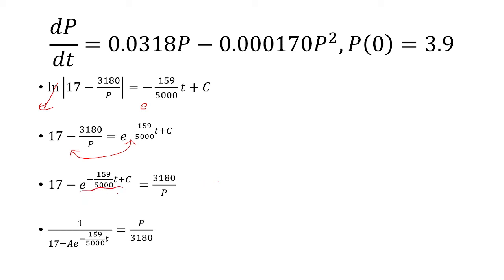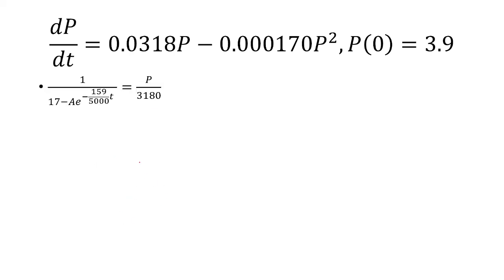And here, I separated this, so really this is e to negative 159 over 5,000t times e to the c. And then e to the c is another constant, and just to vary it, I just let a be that constant. So I don't really care what letter you use here. You can still use c if you want. And so I flip both sides, and now I can solve for p by multiplying both sides by 3180.